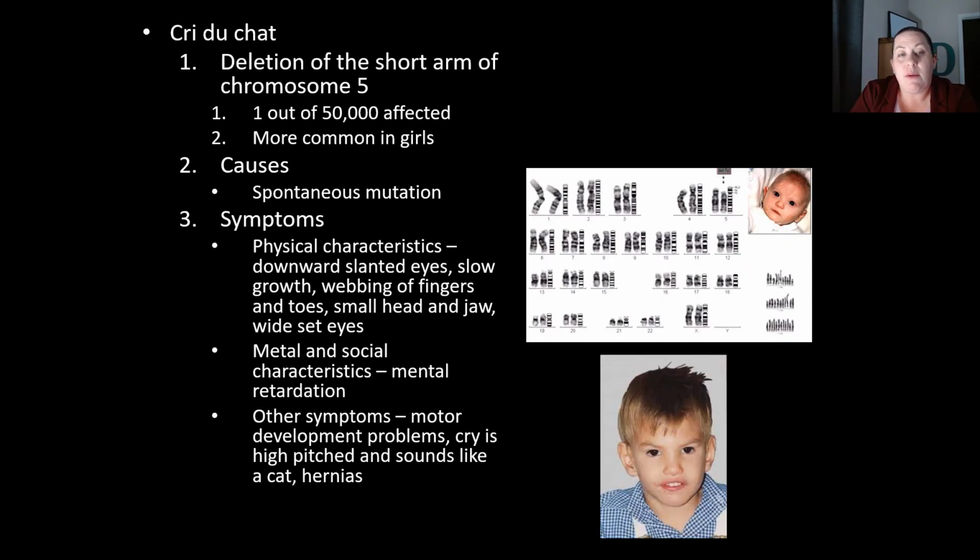Another deletion that we want to talk about is called cri du chat. Cri du chat is French for cry of the cat. This is a deletion of the short arm of chromosome 5. You can see it here where on chromosome 5, a little piece of it is missing. This is 1 out of every 50,000 births. It is more common in girls for whatever reason, but the cause is spontaneous, so it's not really related to males versus females, but we tend to see it more often in females based on the probabilities.